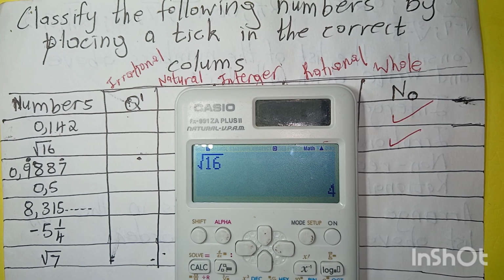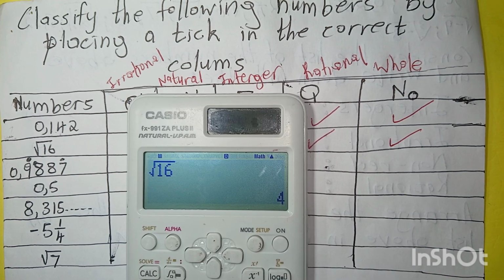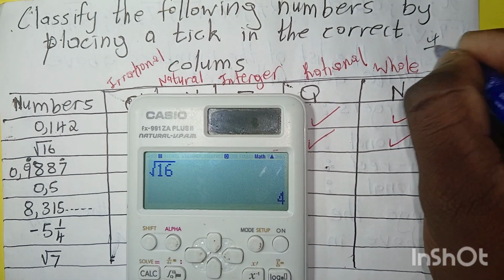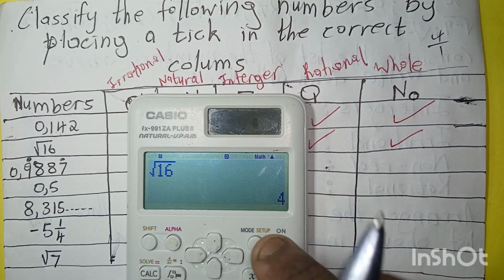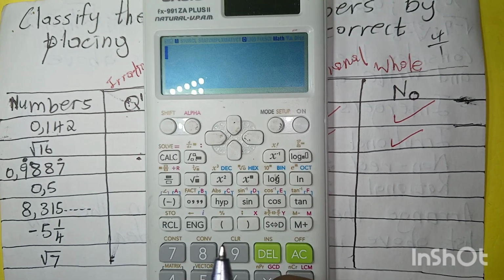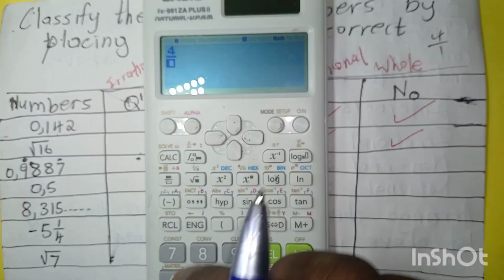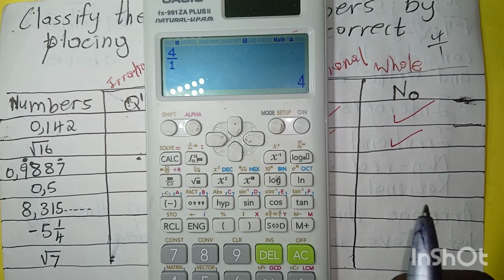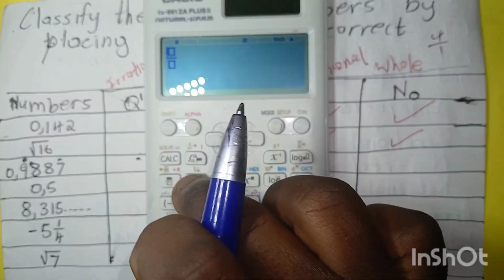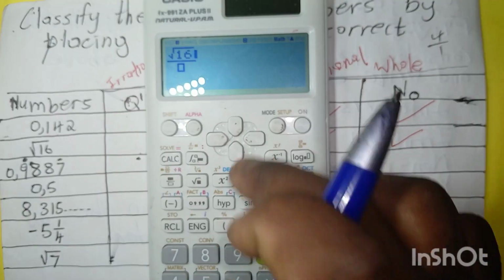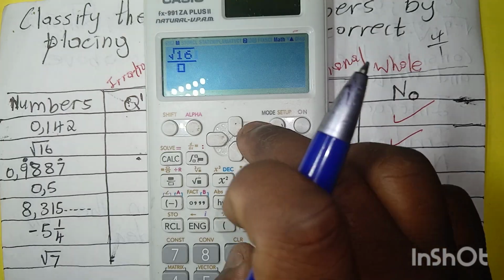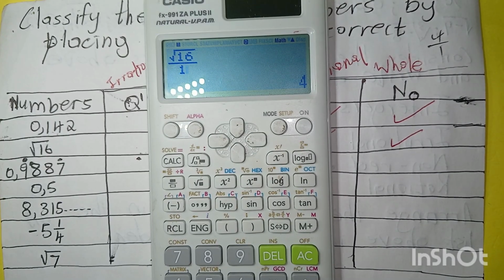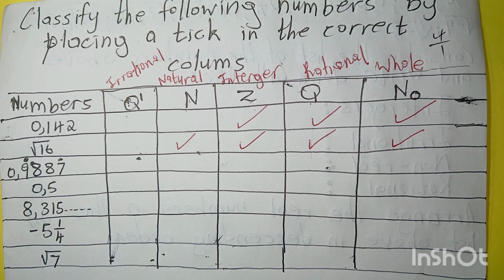And 4, you can make it as a fraction by putting an invisible 1. Like here it's 4, just put an invisible 1 there. Just say 4 over 1. Still you get 4. Even if you say 16 over 1, still you will get 4. Do you see? Because of that invisible 1, you can make it a fraction.